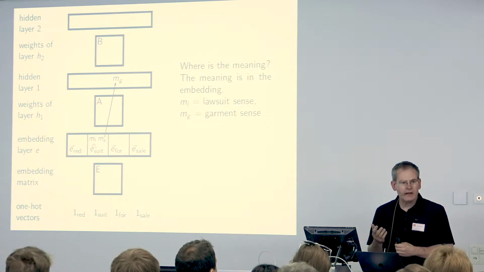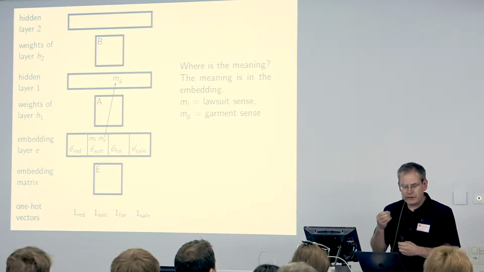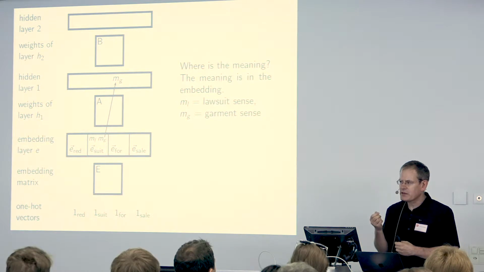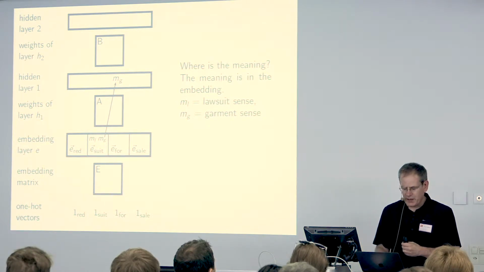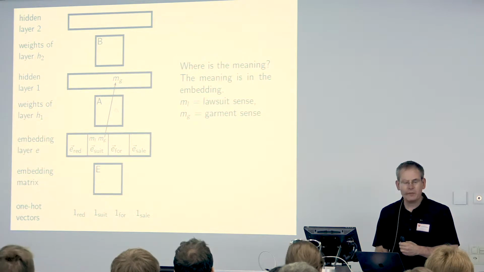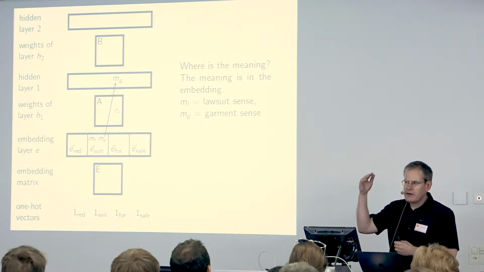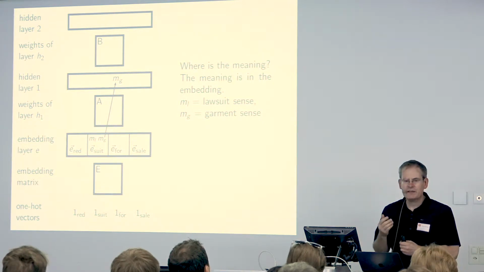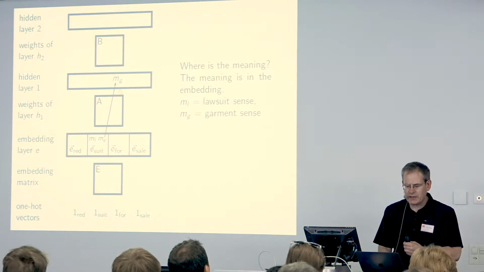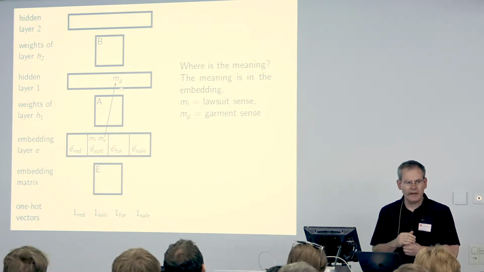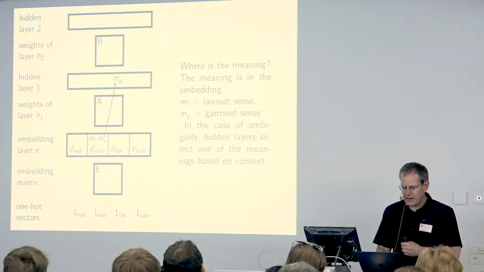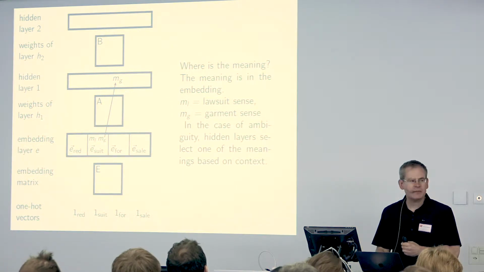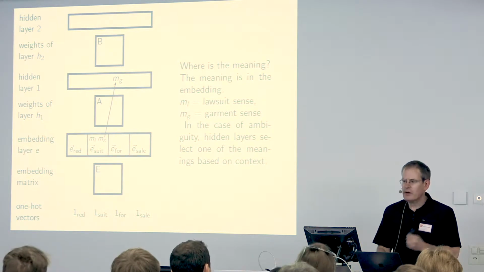And then in the case of ambiguity, like for the word suit, you have to select one meaning, the contextually appropriate meaning in that context. In this case, that is garment. In the context "red suit for sale," the selected meaning is garment, and that happens in the first layer. It could also happen in layers further up if it's a more complicated disambiguation process, but in the simplest case, the representation at layer 1 will have selected one of the meanings. So in the case of ambiguity, hidden layers select one of the meanings based on context. Okay, so that's word embeddings.